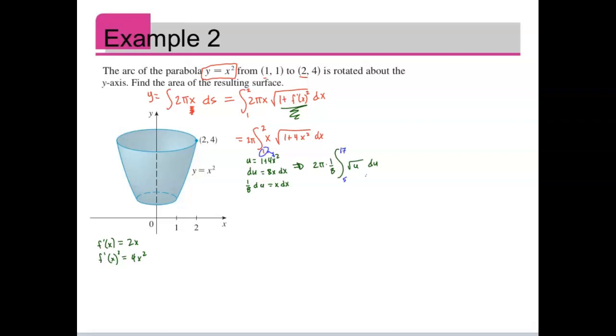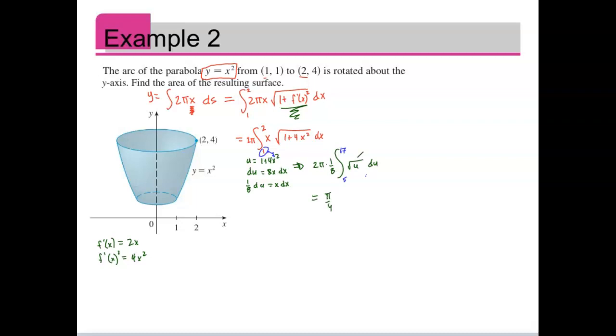Good. And so what we have here is just an equivalent definite integral, but now we don't need to go back to terms of x at all. We can just evaluate this in terms of u and we'll be done after this. So this is a much more reasonable integral to deal with. All right, 2 pi times 1/8 is pi over 4.